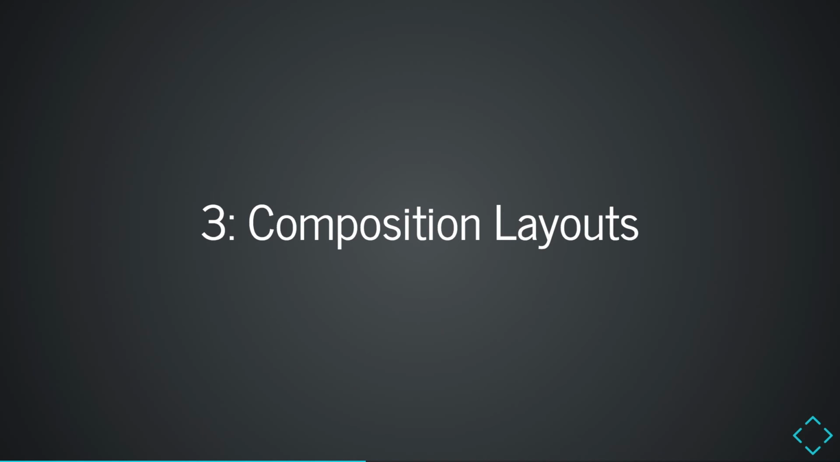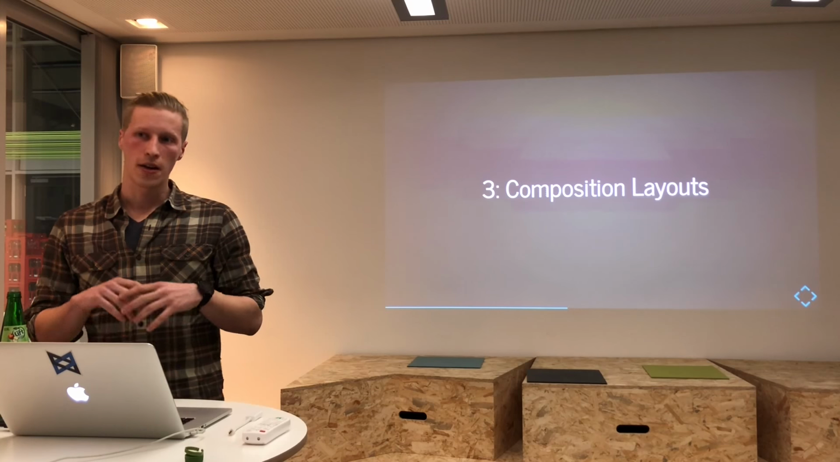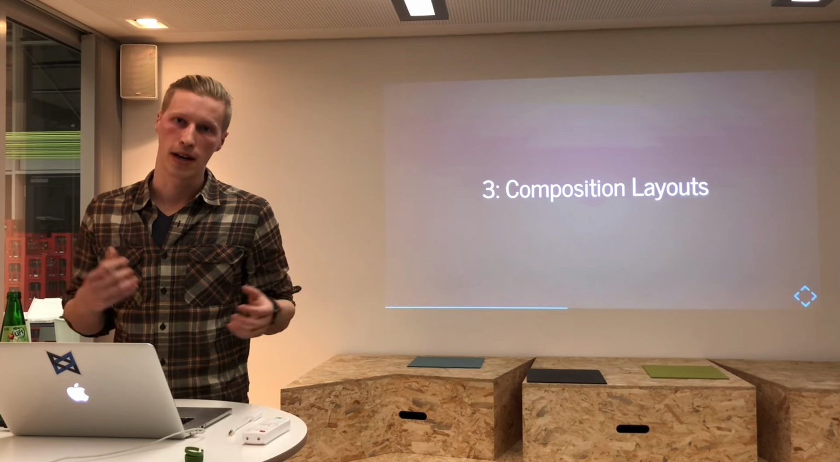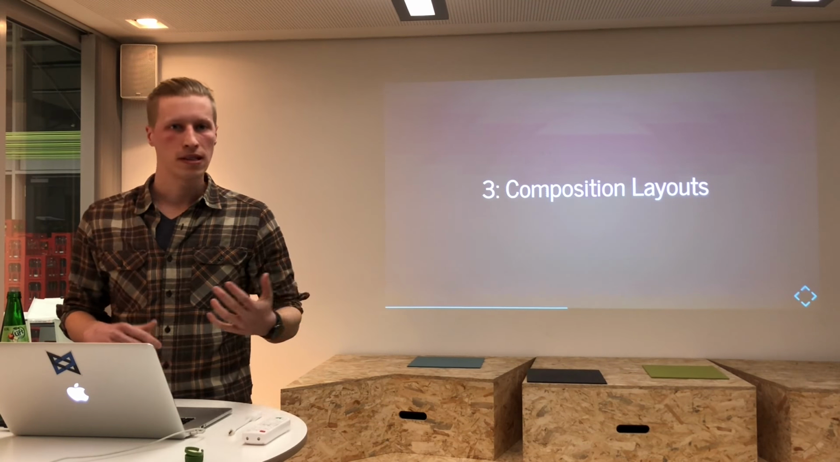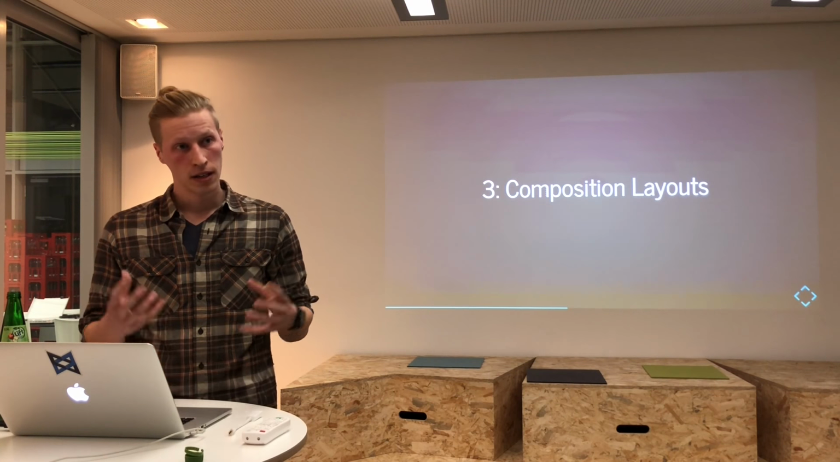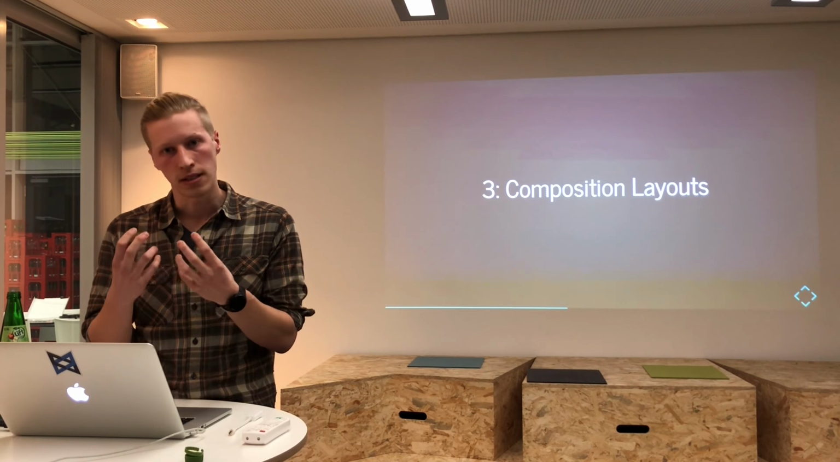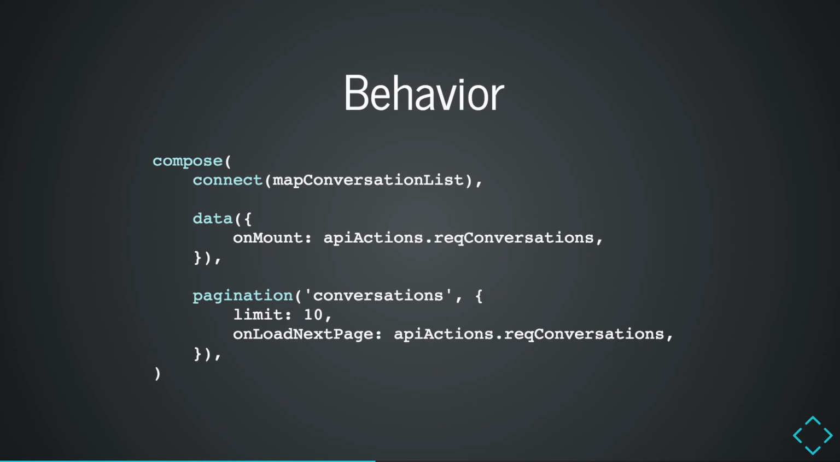The third part to the functional UI are what I call composition layouts. So now this is where you put everything together, right? We have abstract presentation, we have abstract behavior. Now we need to build a concrete screen. That happens in the layout.